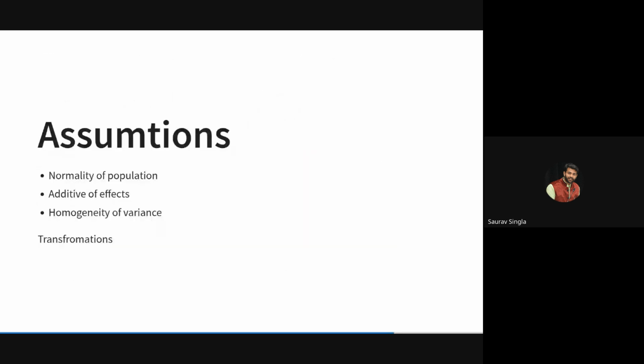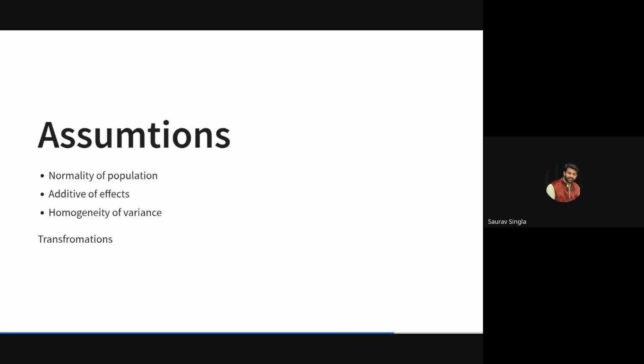The treatment effects are additive. Okay, and the third assumption is homogeneity of the variances. Homogeneity word you are familiar with already. Homogeneity means it is similar. In English, if you translate the word homogeneity, it means similarity. So homogeneity of variances is just like saying that although the mean of different normal populations was different, the variance, if not equal, it is similar.